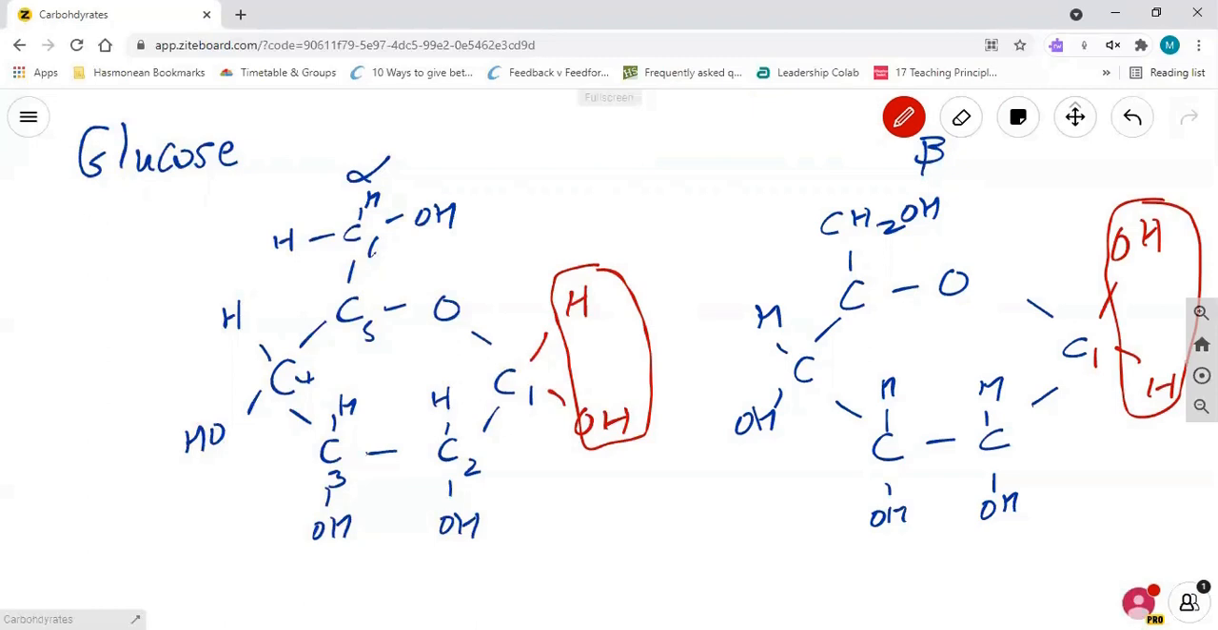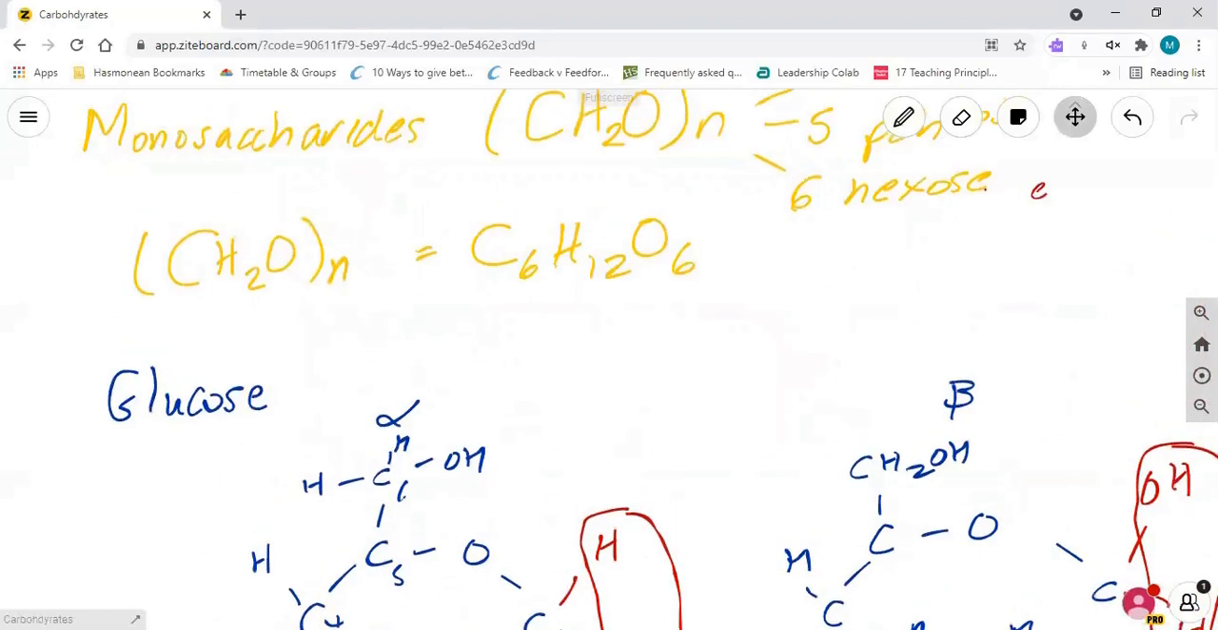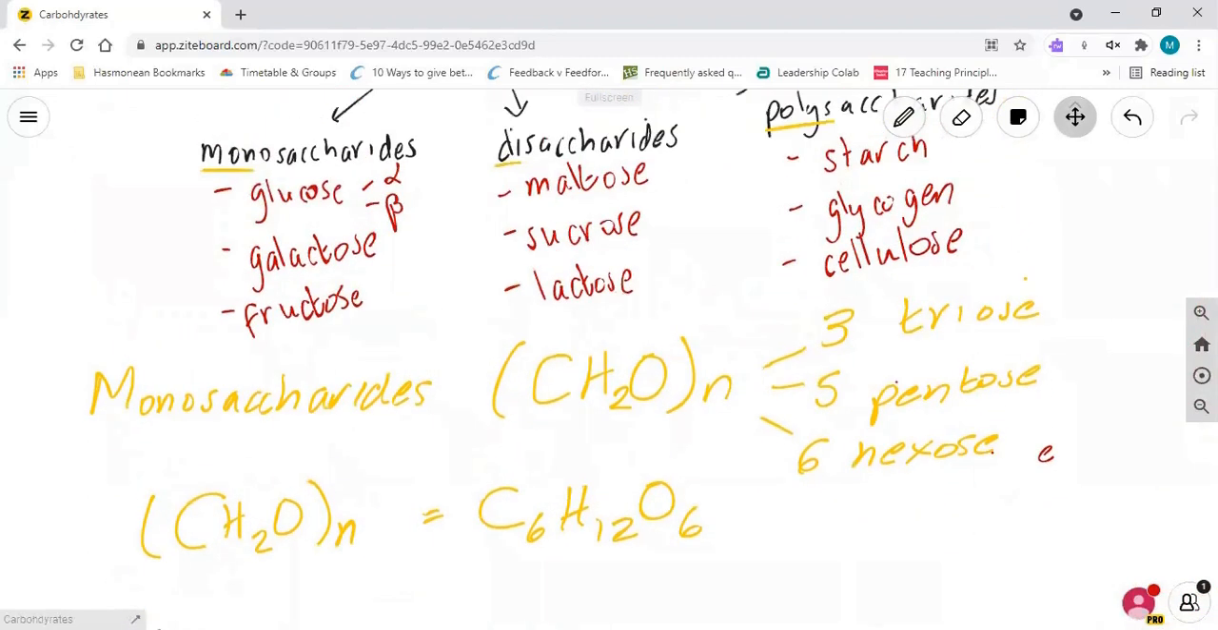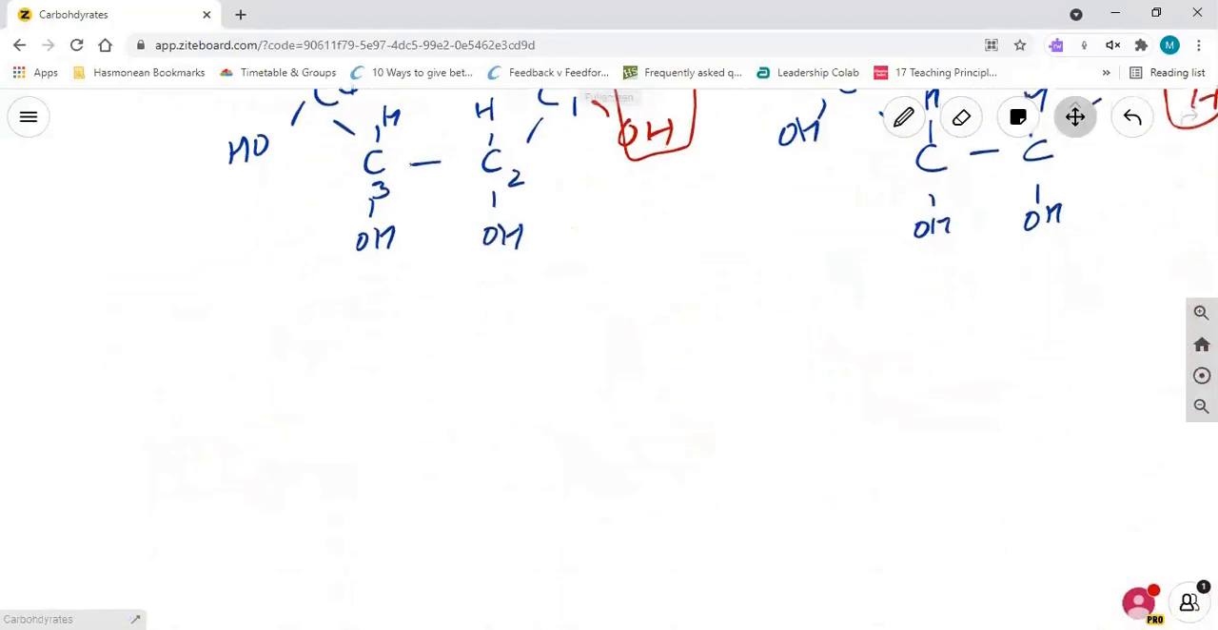Now, in terms of our monosaccharides, and indeed your disaccharides, all of these are sugars: glucose, galactose, fructose, maltose, sucrose, lactose. They're obviously used in respiration. They're needed for energy release. That's going to be their function. So how do we go from a monosaccharide to a disaccharide?